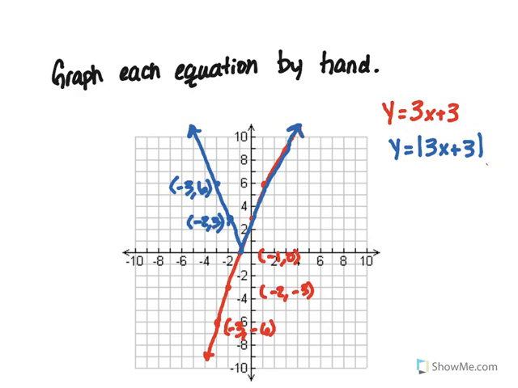Okay, so I just graphed the function y equals 3x plus 3, and I took all of the y values that were below the x-axis and flipped them to reflect them over the x-axis. So I just made them positive, and I ended up with the points negative 2, 3 and negative 3, 6.